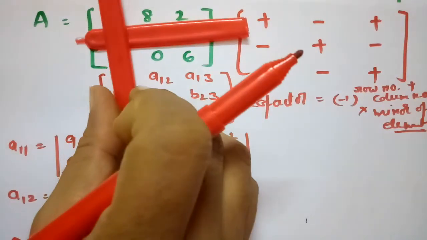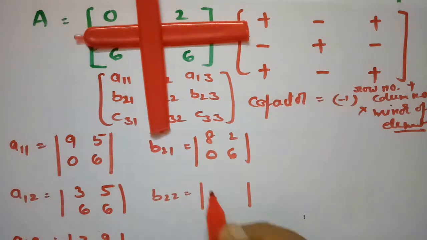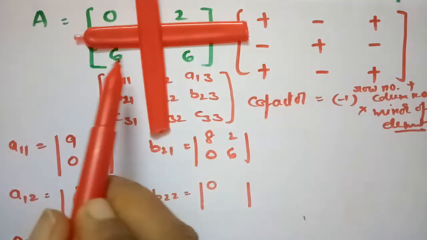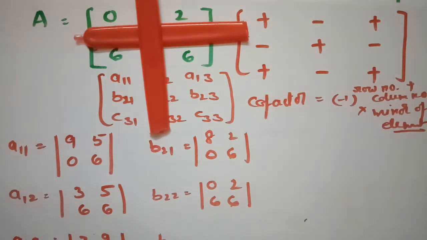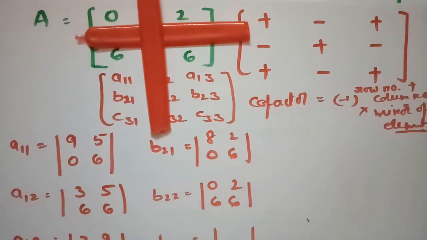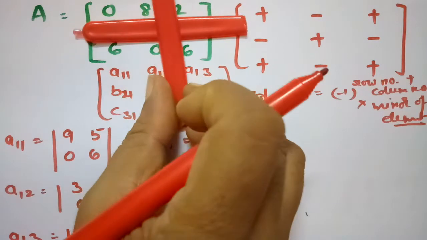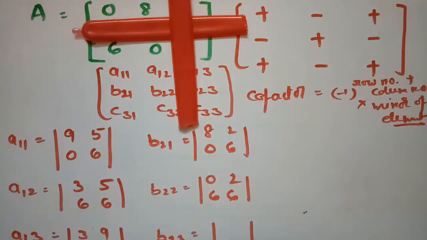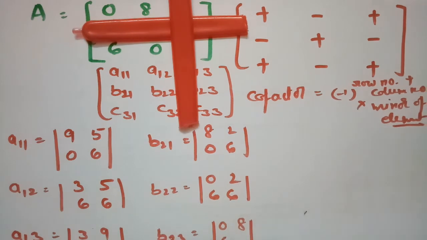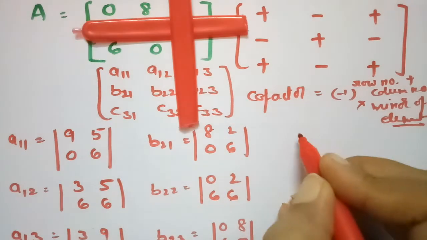The next one is A22. For this position, we have to close this row as well as this column, and what remains is 0, 2, 6, 6. The next one, A23. For this position, I have to close this row as well as this column. Then this will be 0, 8, 6, 0. And the next one here is C.